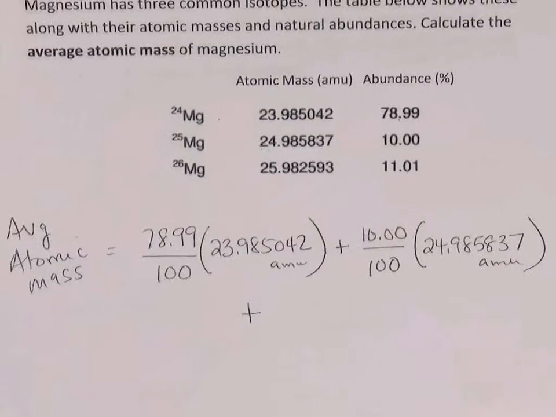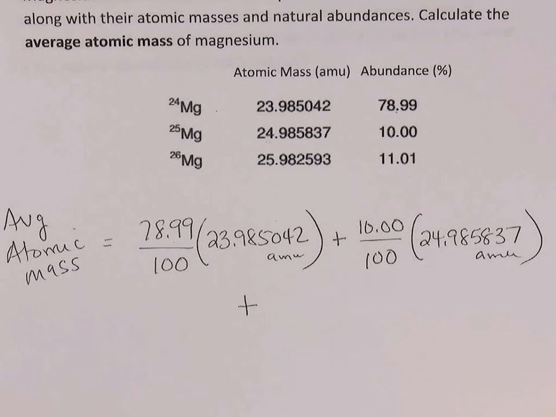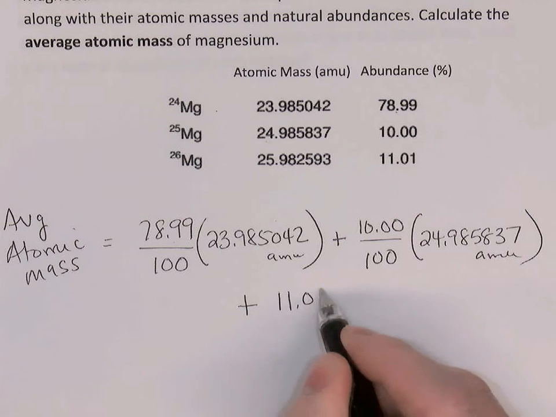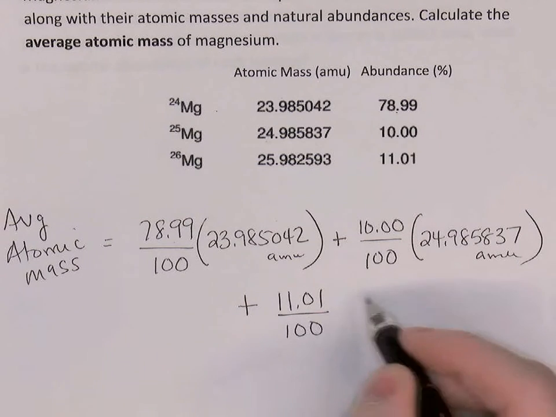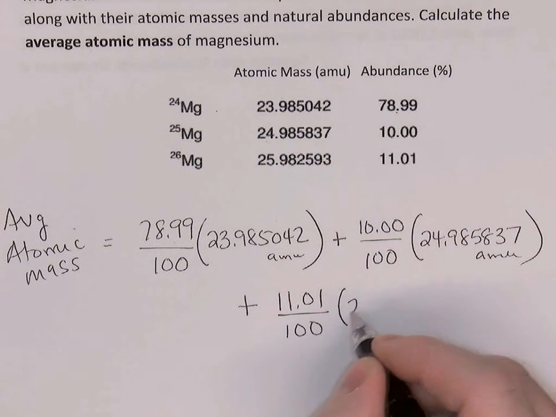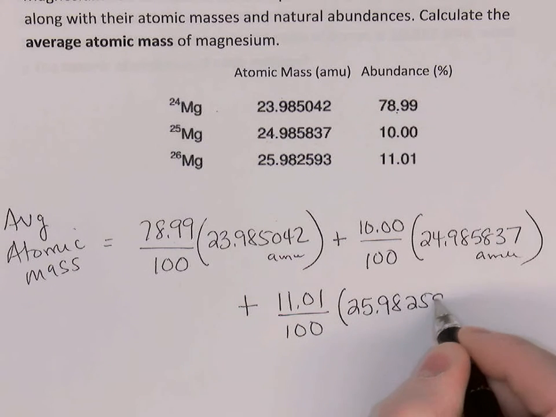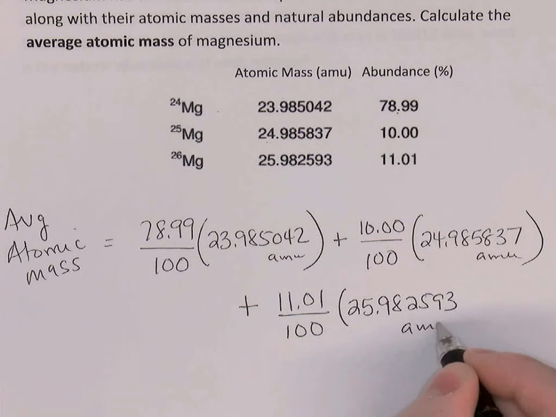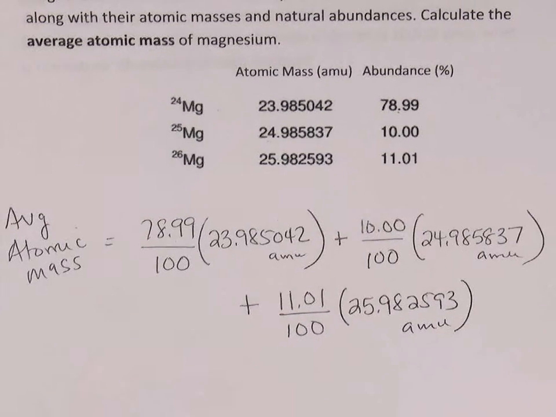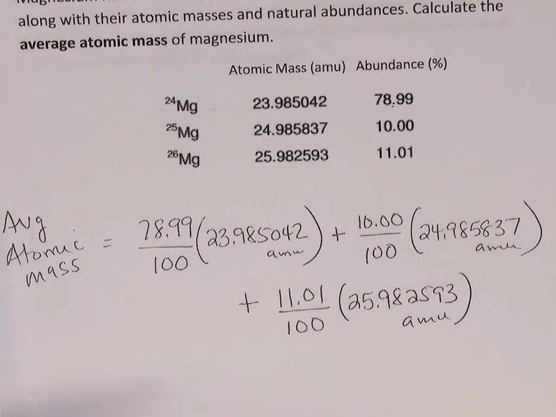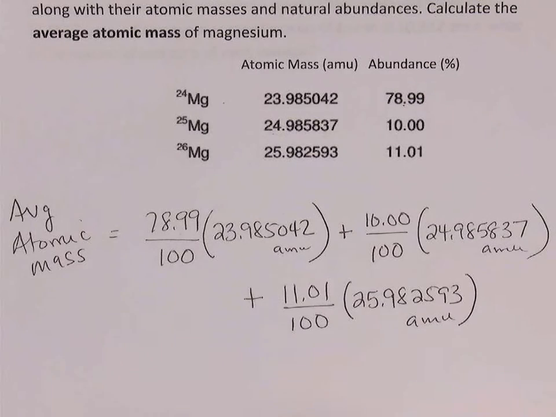plus, and we would just continue this until we run out of isotopes. We've got one more, so plus 11.01% of its atomic mass, 25.982593 AMUs. All right, now we'll grab a calculator and we will do the arithmetic on there. I've already done that, so I'm just going to copy from an earlier page.